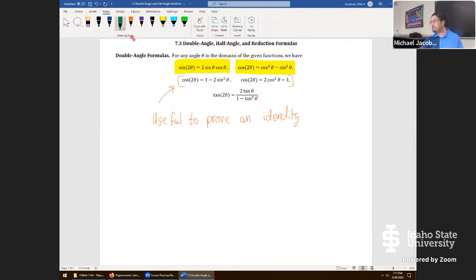Let's see if we can prove this one right here, just for the sake of practice with all of this. So let's show cosine 2 theta equals 1 minus 2 sine squared theta is an identity.